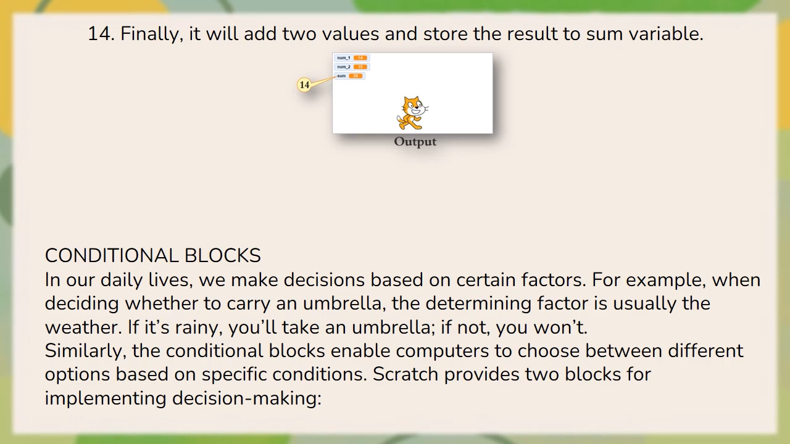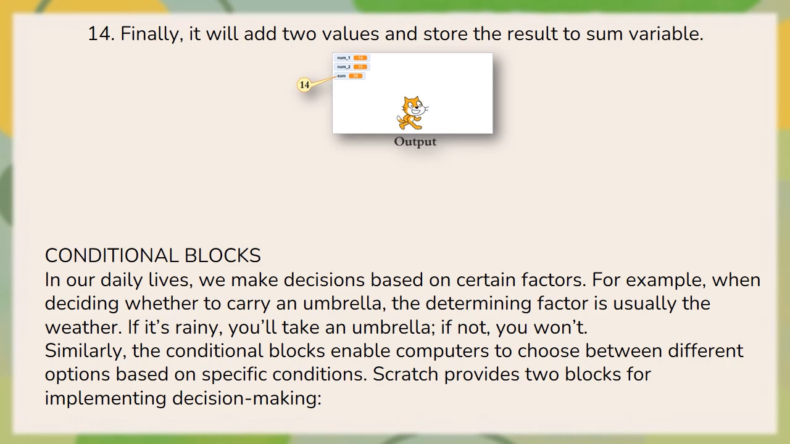Conditional blocks. In our daily lives, we make decisions based on certain factors. For example, when deciding whether to carry an umbrella, the determining factor is usually the weather. If it's rainy, you'll take an umbrella; if not, you won't. Similarly, the conditional blocks enable computers to choose between different options based on specific conditions.